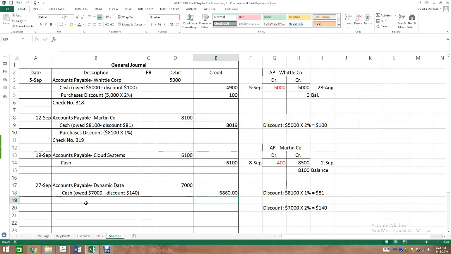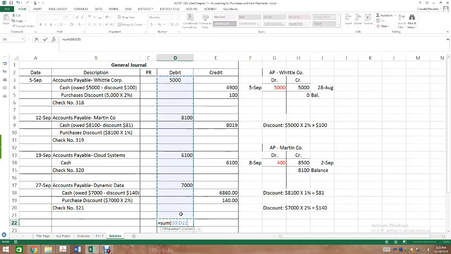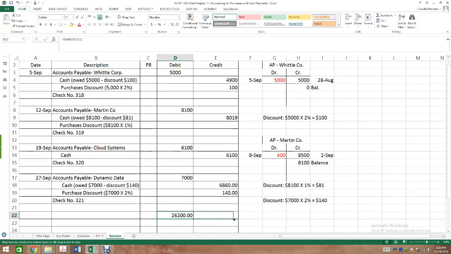And then I can just plug in my purchase discount, which was the $7,000 times the 2%. And that was $140. I'm sorry, I forgot to put here the check number. This is check number 320. This is check number 321. Okay, so those are my entries. I just like to make sure at the very end that my debits equal my credits. So I'm just going to add my debit column and I'm going to add my credit column.